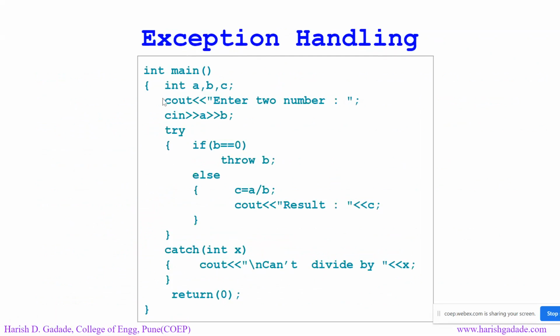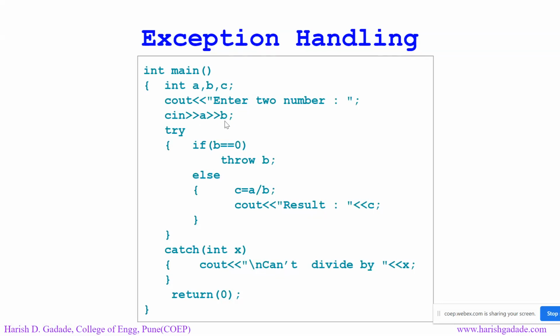Now see, suppose we have accepted these two numbers, right? After accepting these two numbers, we need to perform the division of these two numbers. So before the division of these two numbers, we are handling that error. So try, right, and catch. This try is a block, catch is a block. Now in this try, we need to check, because see, we're dividing a by b. So I'm dividing a with b.